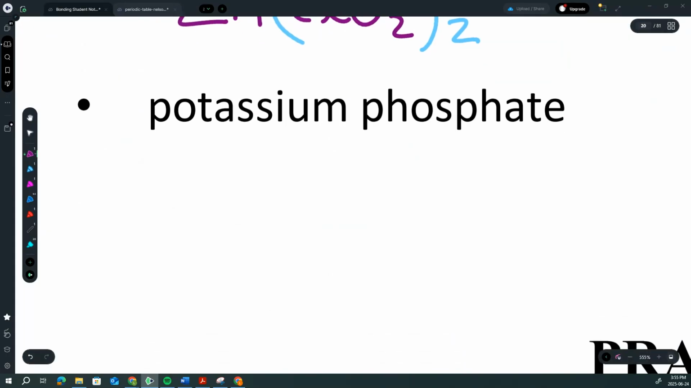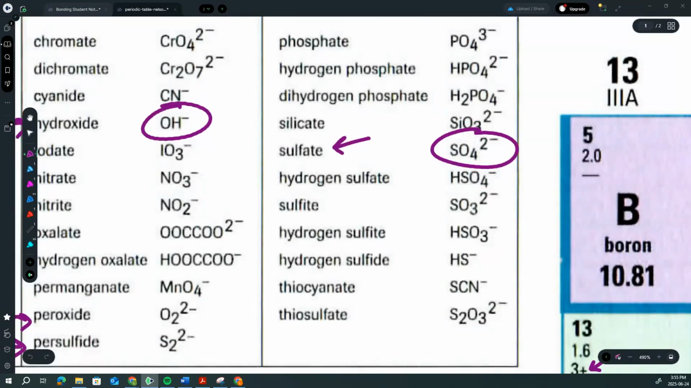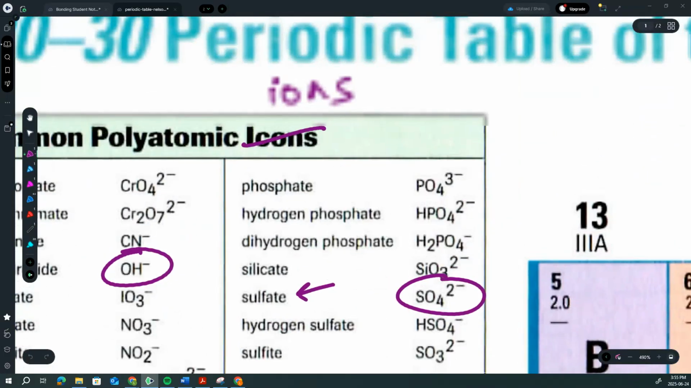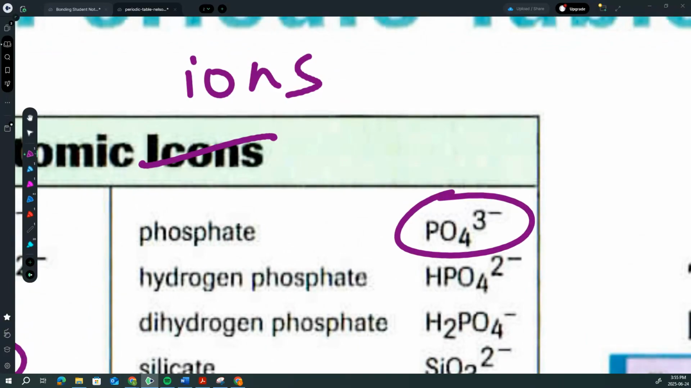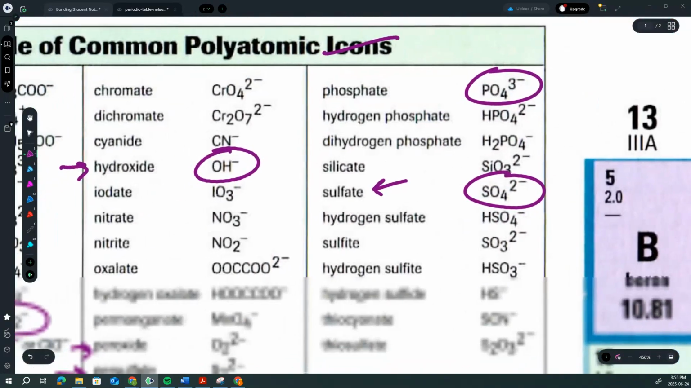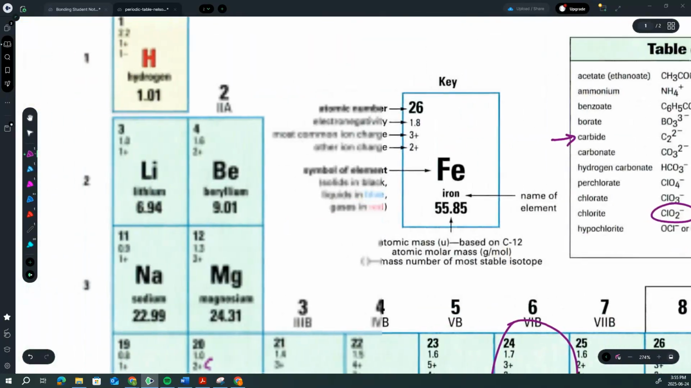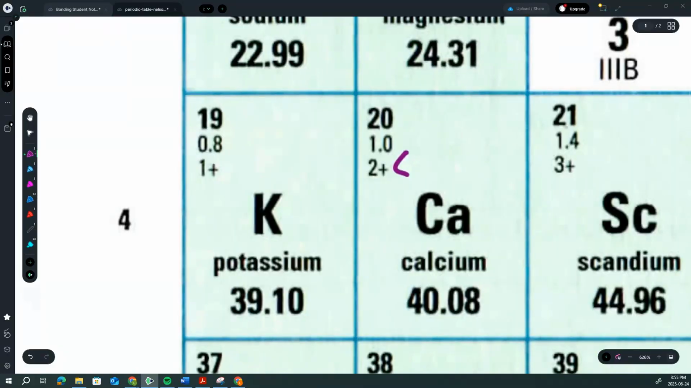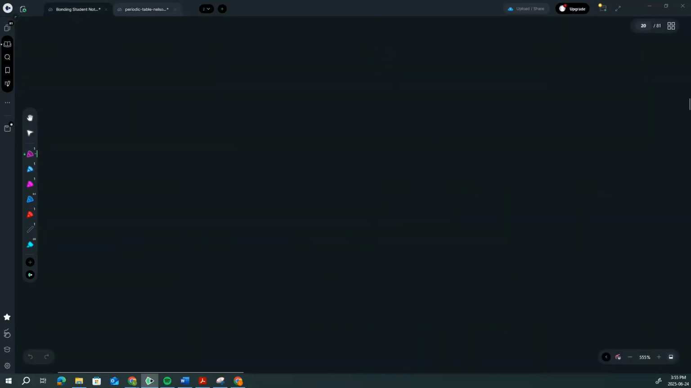Potassium phosphate. Oh, let's check this out. So phosphate, that's your indicator. Okay, you got a polyatomic ion. That's PO4, 3 minus. Now potassium, that can be found right here. So it likes to have a 1 plus charge. The symbol for it is K.